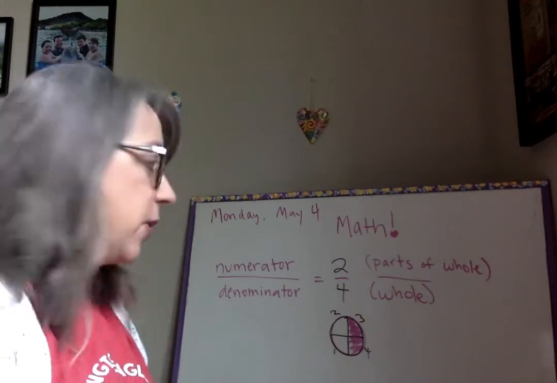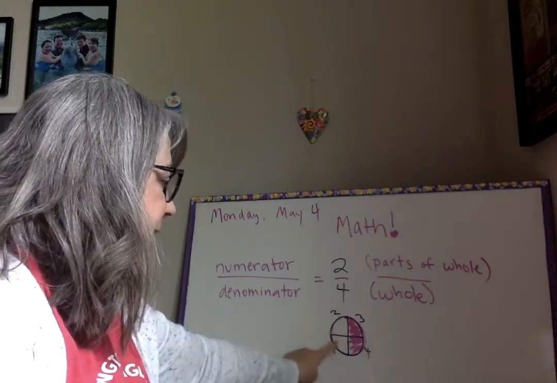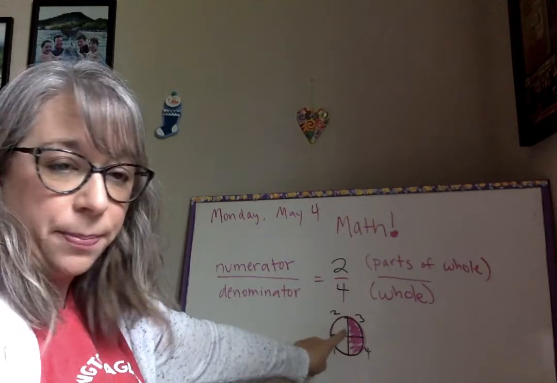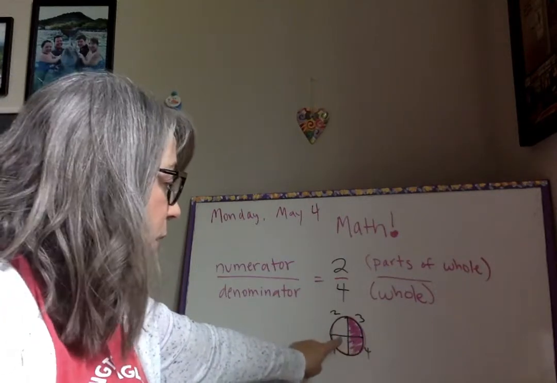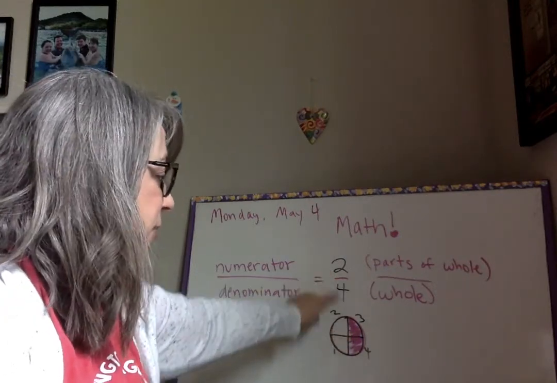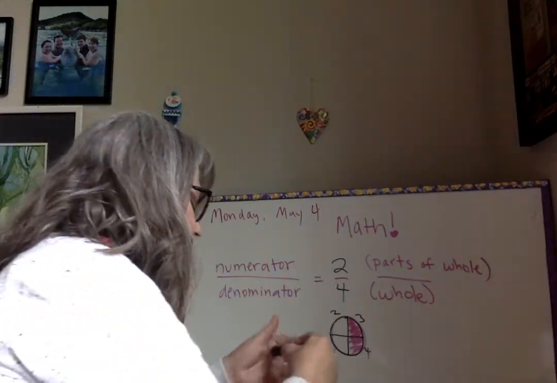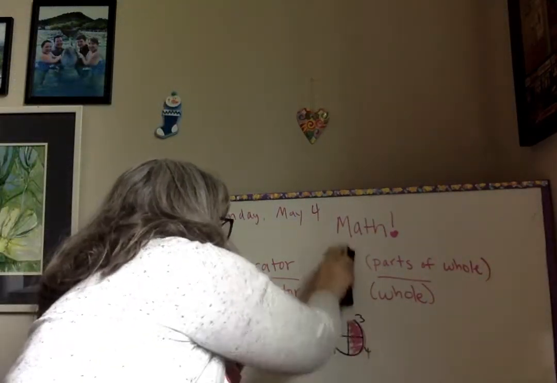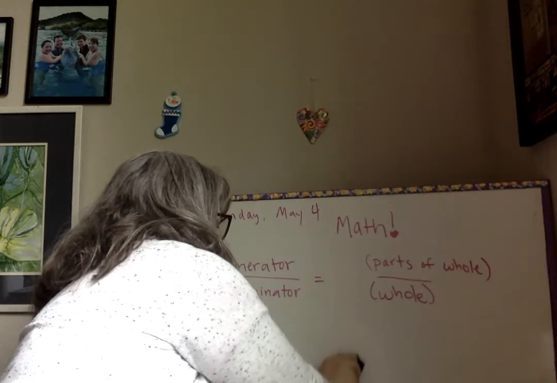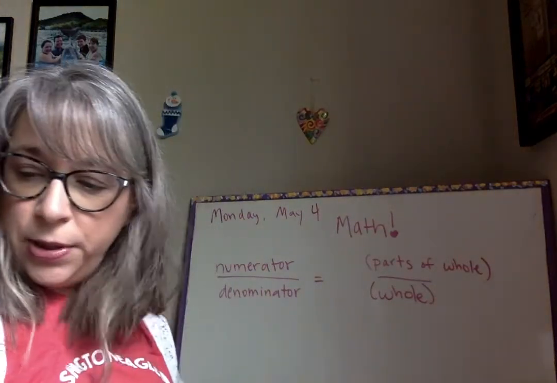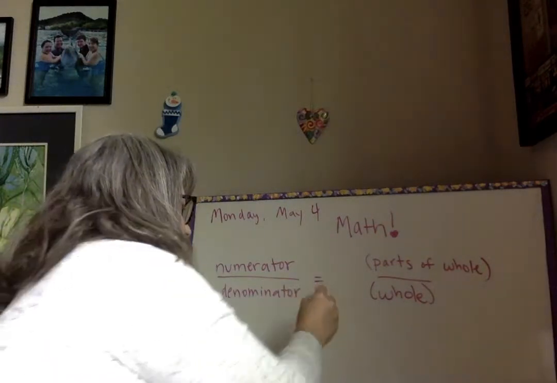So remember, our denominator is our whole. So how many pieces are there total? There are 4. 1, 2, 3, 4. And 2 parts are shaded in. 1, 2. So there's our fraction 2/4. So let's make this another fraction. Let's change it up a bit. Let's use purple just because.